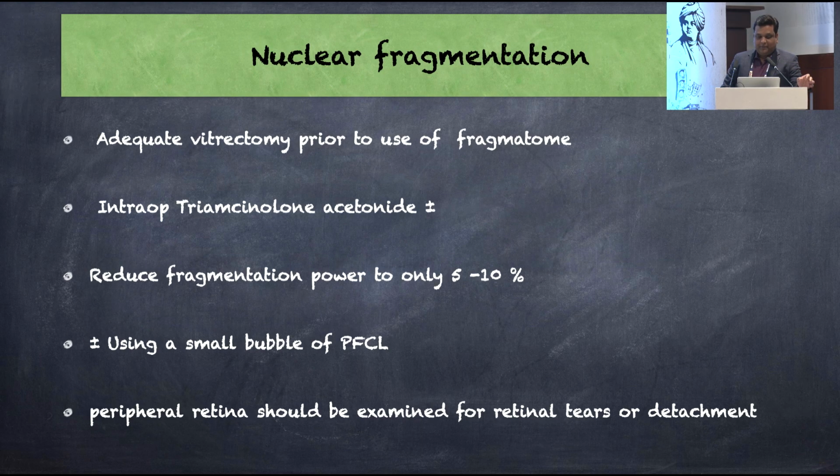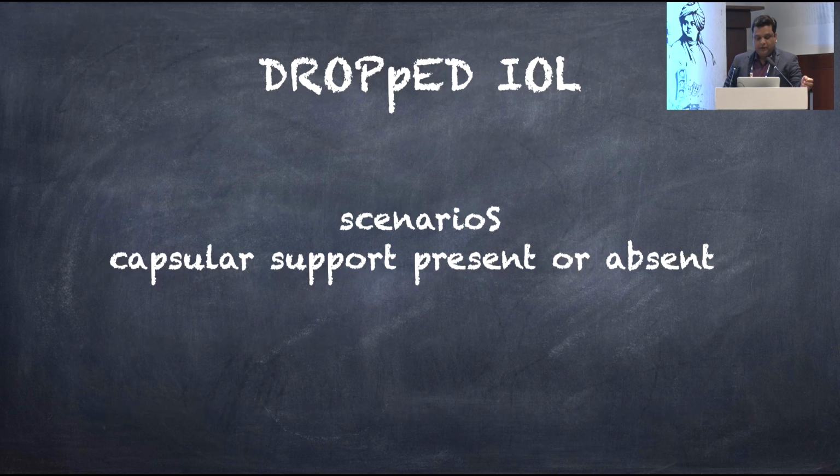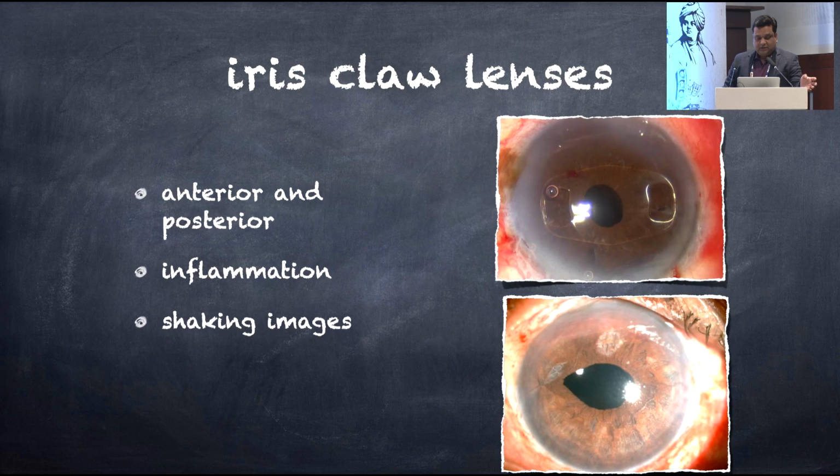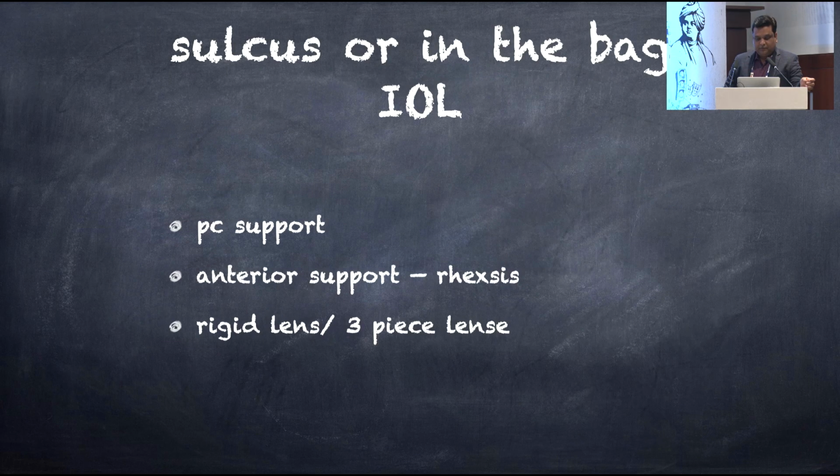So fragmentation we can use if the nucleus is very hard, but in most cases nowadays we are managing it by bringing it out in the anterior chamber and delivering it quite easily because of the suction and tools that we have. So IOL options we can choose based on the capsular support. Either you can place an IOL in the bag if possible, or you can use iris claw, sulcus IOLs, or scleral fixated IOLs. These are a few pictures of different types of IOL which we can use.